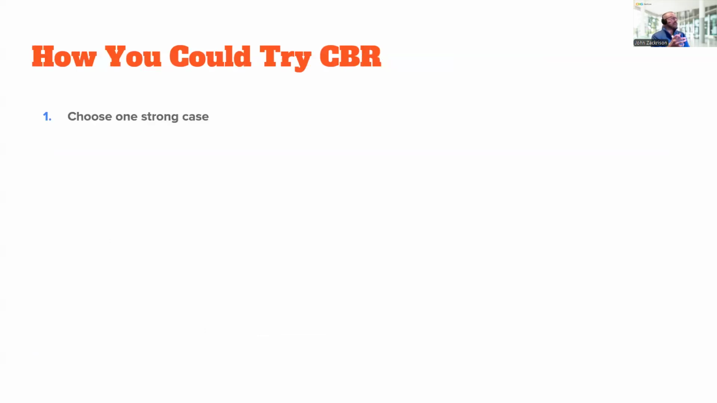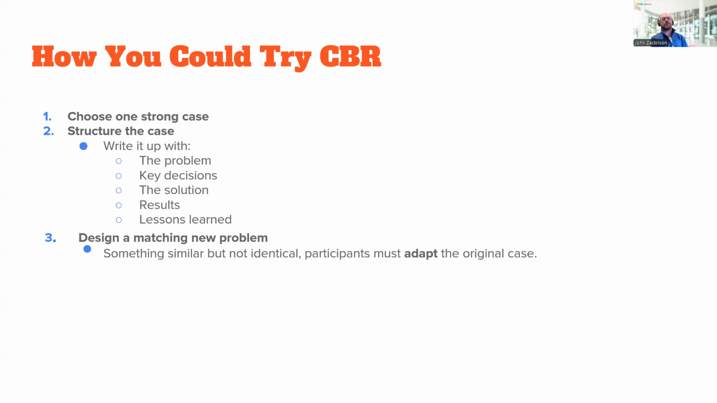Okay, and the last thing I want to touch on is how you might be able to use these principles and try your own case-based reasoning. So the first thing we want to do is choose a strong case. And the second thing is you'll want to structure that case. The way you want to structure it is that you want to document the problem, the key decisions that need to be made, the solution that you came up with, the results, and the lessons that you learned. And then you can design a matching to a new problem. And remember, it's about adapting the original case.